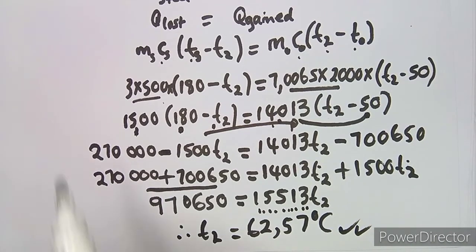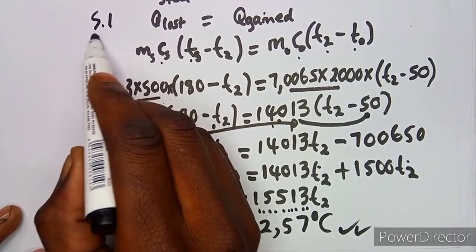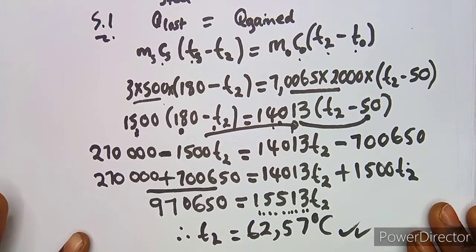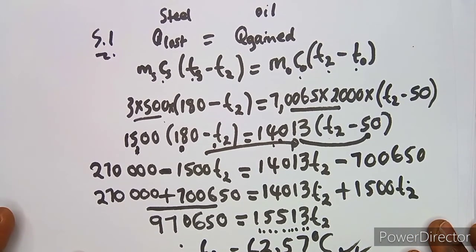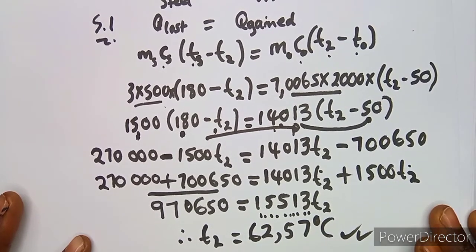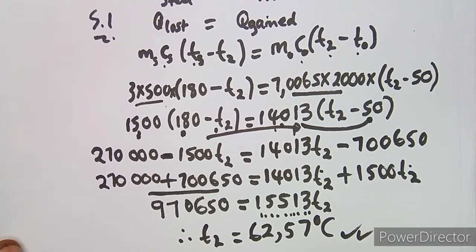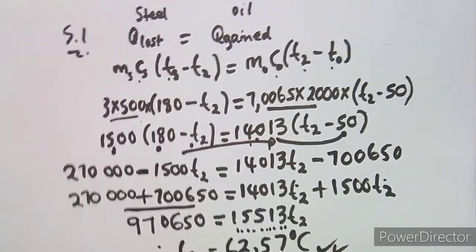So this is the final temperature of the system, which is actually affecting the oil and the steel at the same time. As we saw, it's all about heat lost: the steel lost while the oil gained. So from that you can formulate an equation that you're going to use to calculate the final temperature. So that's it, guys, for this question. Let's see another question that we had there.